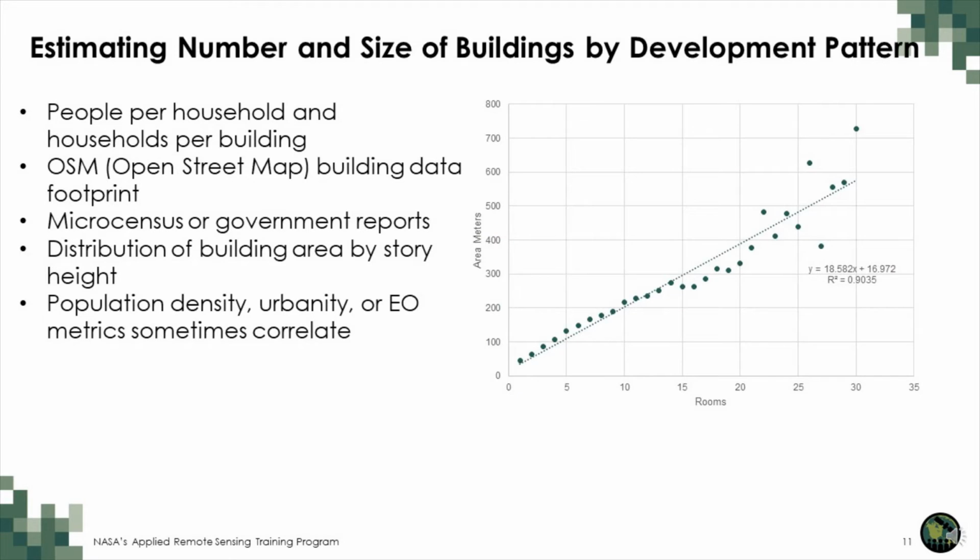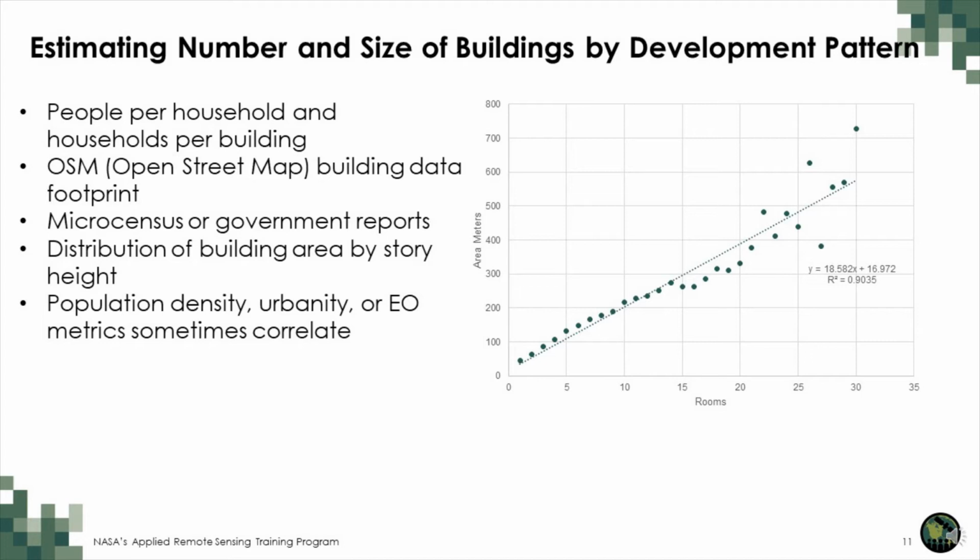Another important step is estimating the number and size of buildings by development pattern, or sometimes a region of the country. This is simply the process of taking the estimate of how buildings are made and what you can see in the EO data and how many people there are in a given area, and then estimating from that what you would expect the number of buildings and ultimately the size in terms of square meters of building area. Livable building area that you would have, and that typically varies by something we call development pattern, which I'll get into a little bit later.